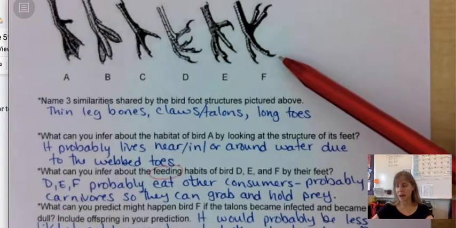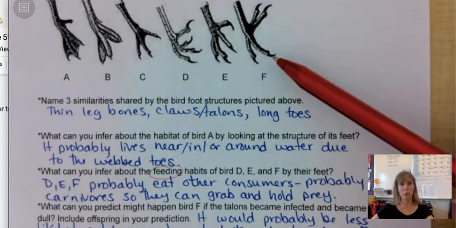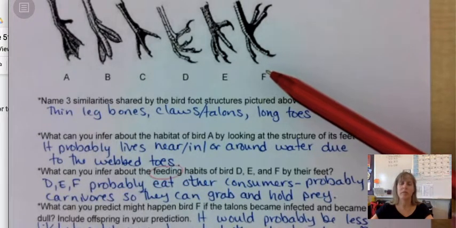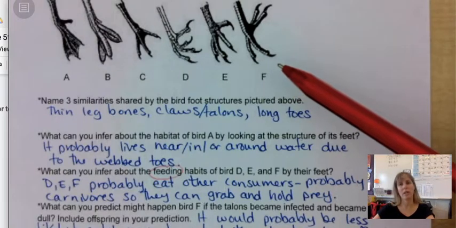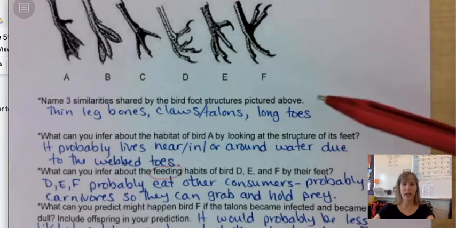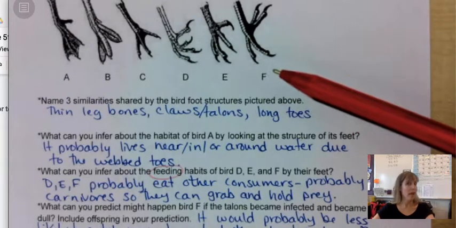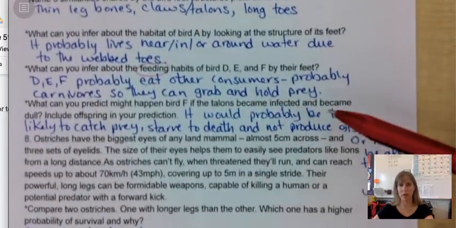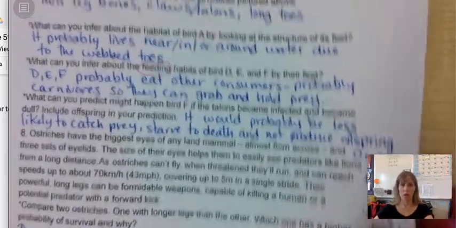And so it'll probably not survive long enough to produce offspring. If it already has offspring and something happens to its claws, probably it will not be able to feed the offspring, which will not end up surviving, right? So that means that it won't be able to pass whatever traits it has that are beneficial to its life to its offspring, okay? So I pretty much wrote that. It's just a long answer.